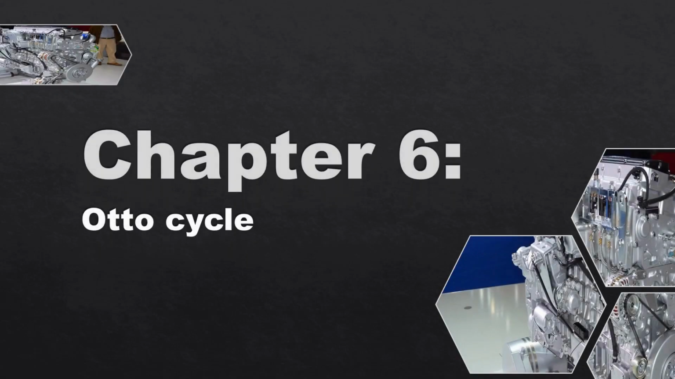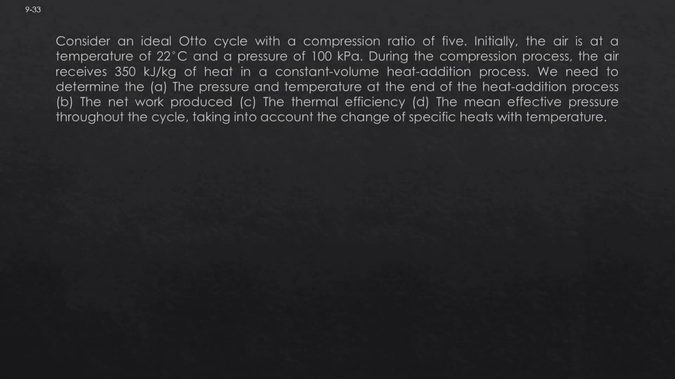Hi everyone! In this video, we are going to solve a problem about the Otto cycle. Here's our problem. Consider an ideal Otto cycle with a compression ratio of 5. Initially, the air is at a temperature of 22 degrees Celsius and a pressure of 100 kilopascals.